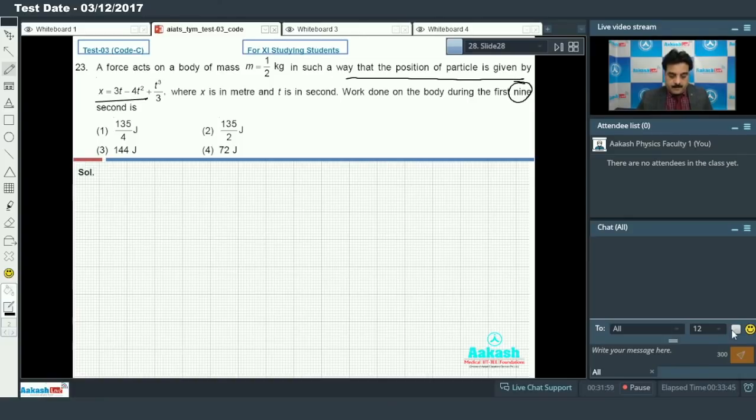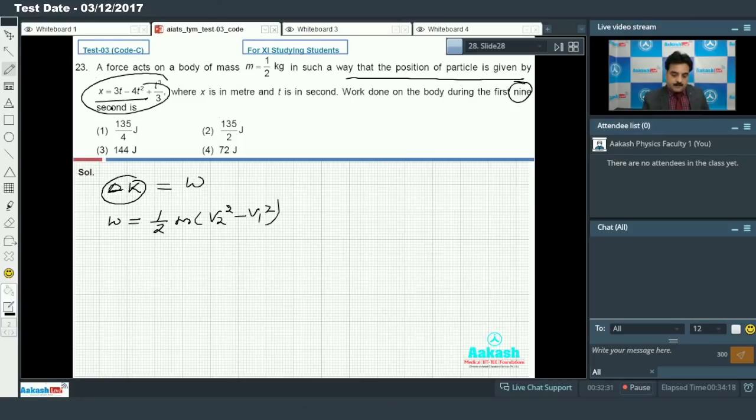In this type of question we can solve using the work energy theorem, which is given by: change in kinetic energy is equal to work done. Work done by all the forces is equal to the change in kinetic energy. So for the calculation of change in kinetic energy, I need the mass, final speed and initial speed. So first I am going to calculate the initial speed and then the final speed.